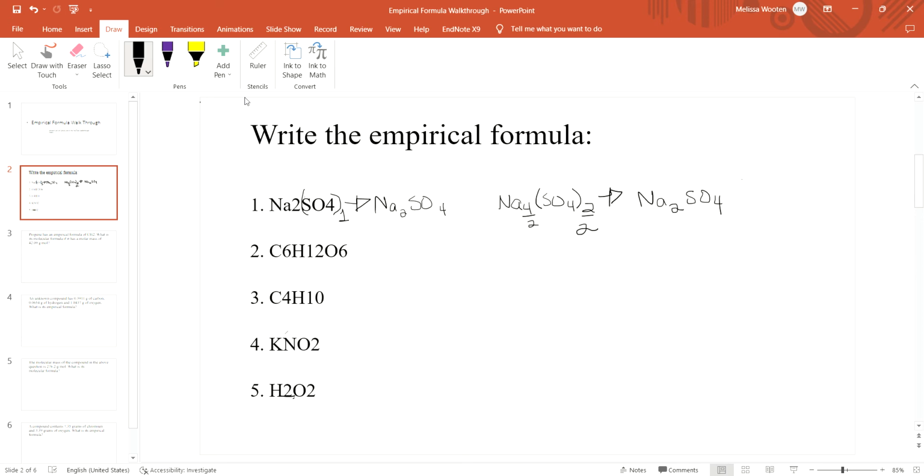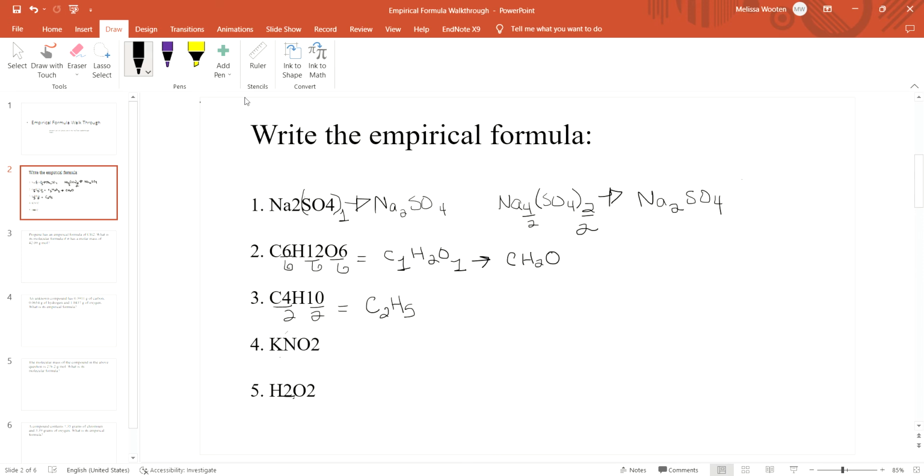Right? So in this case, number 2, we can divide these all by 6, which is going to be C1, right, H2O1, or CH2O, because we don't write the 1s. This one, we can divide these both by 2. So you're going to have C2H5.